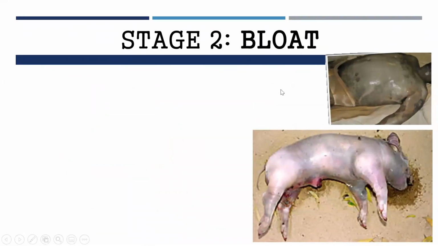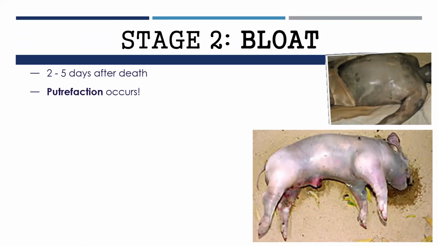Okay, stage 2 is called bloat. So bloat starts to happen 2 to 5 days after death, given normal circumstances. This, like I said, is when putrefaction occurs. You start to have the bacteria in the intestines do their thing because they're still living, and it starts this process of basically eating away at the body from the inside out, if you will. The insects are on the outside, going in, the bacteria is on the inside.